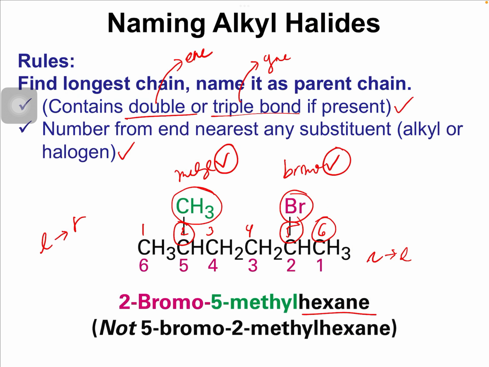Ngayon, sino mauna? Si bromo muna. Followed by the methyl. Ngayon, tingnan nyo yung numbering natin. So, yung numbering natin, if we go from left to right, it's in carbon number 2, and the other one is carbon number 5. If we do it right to left, so your methyl group is in the carbon number 5, and then the Br is in the carbon number 2. So, 5 versus 2, so you decide yung lowest.